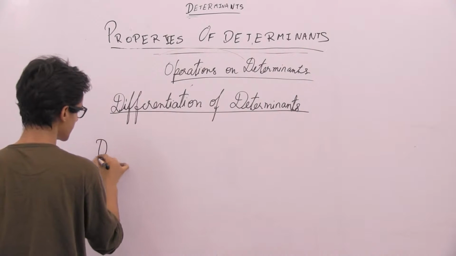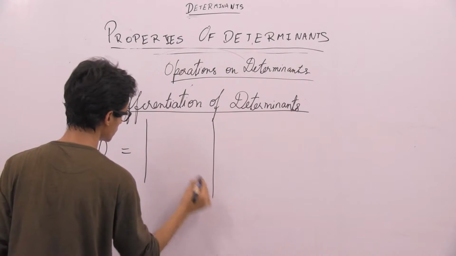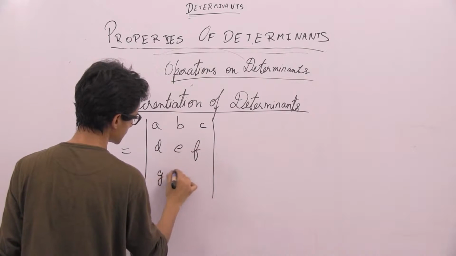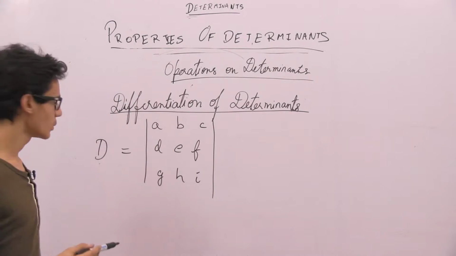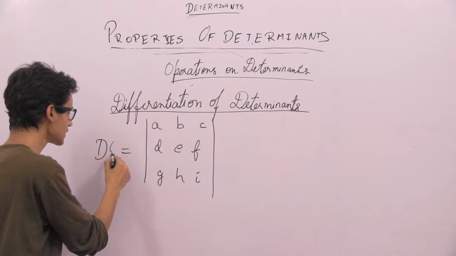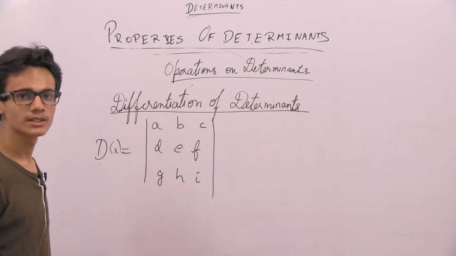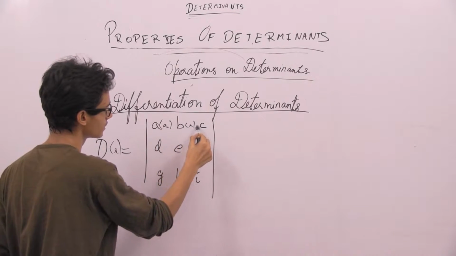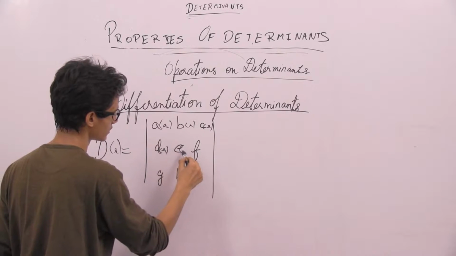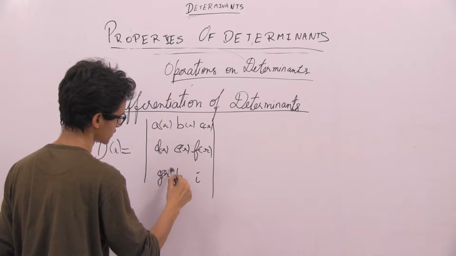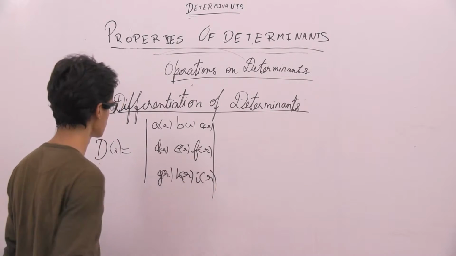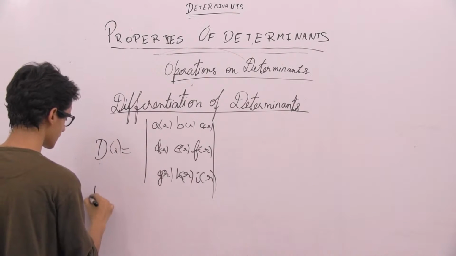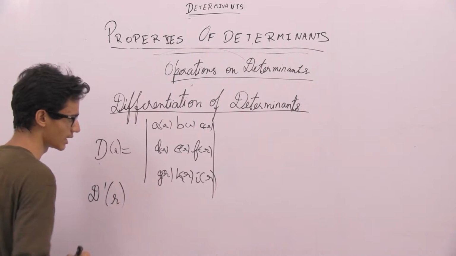Let's suppose we have a determinant D which is equal to a, b, c, d, e, f, g, h, i. Suppose that all the elements are functions of r. Now if we need to find the derivative of this determinant with respect to r, that is, if we need to find D dash r, what do we do?